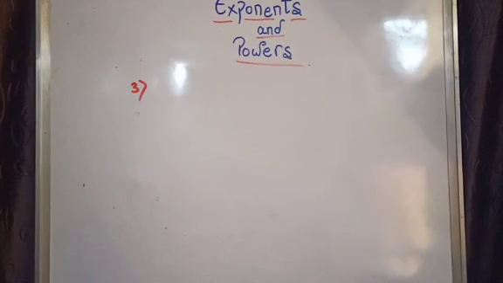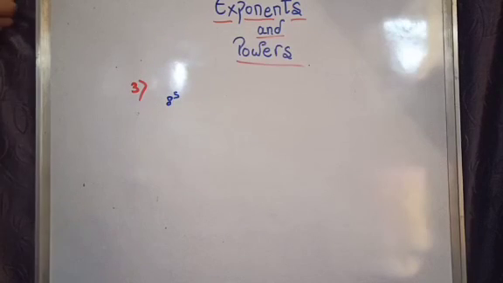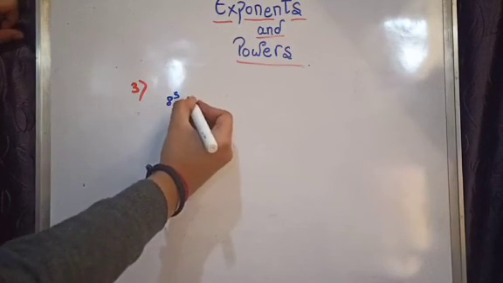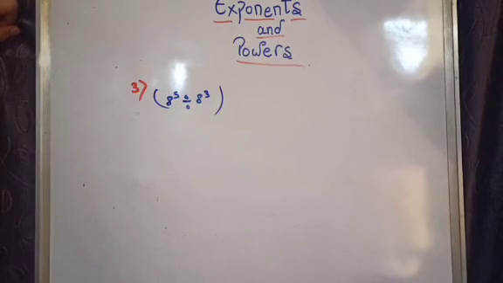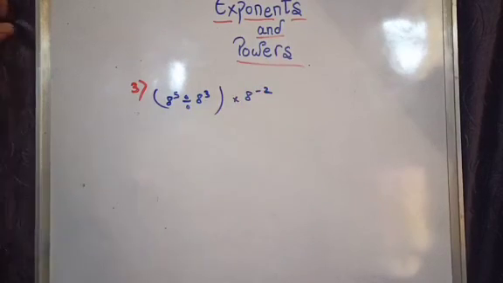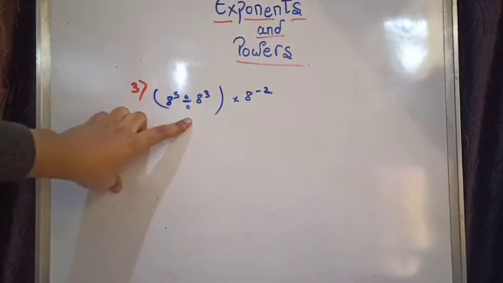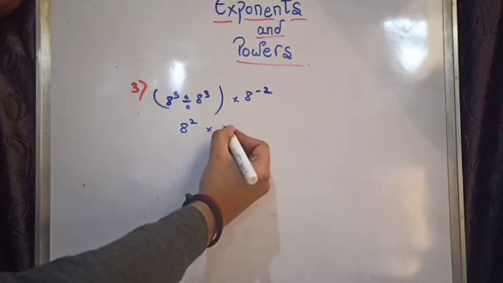Our F1 is given: 8 to the power of 5 divided by 8 to the power of 3, multiplied by 8 to the power of minus 2. I am going to tell you this one. See, 8 to the power of 5 divided by 8 to the power of 3, all taken as common, multiplied by 8 to the power of minus 2. First of all I will solve this. It will result as 5 minus 3, so 8 to the power of 2 multiplied by 8 to the power of minus 2.